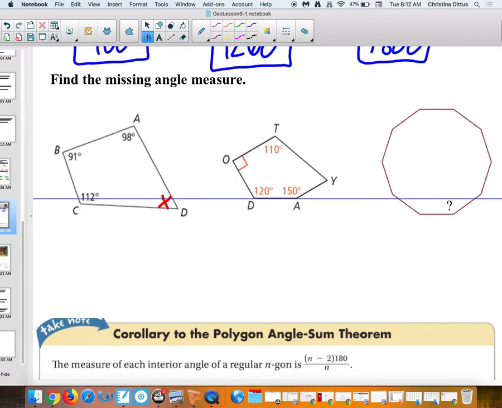4. I feel like we should memorize this one. How many degrees in a 4-sided object? Let's do the formula: 4 minus 2 times 180. 360. Every 4-sided shape has 360 degrees. So now what should we do? Add all these up. So take your 112, 91, and 98, and what do we get?